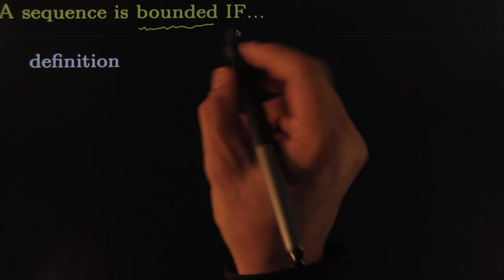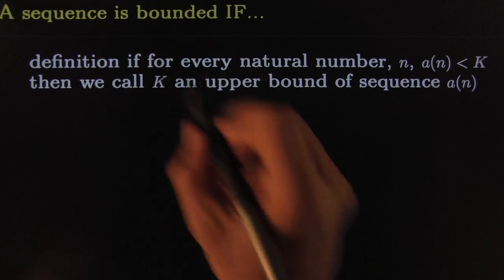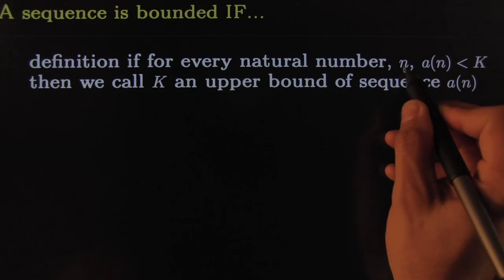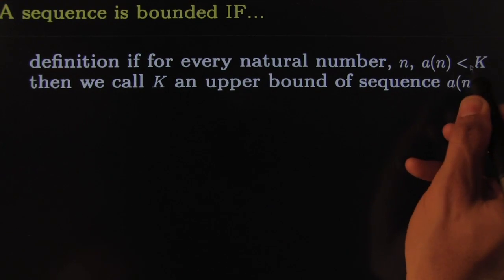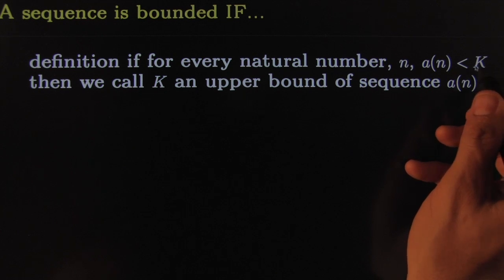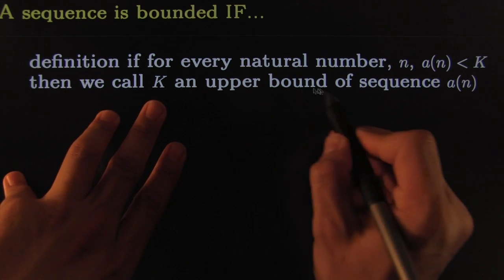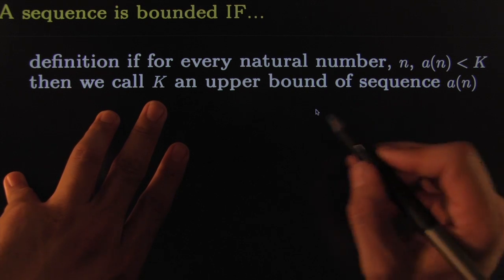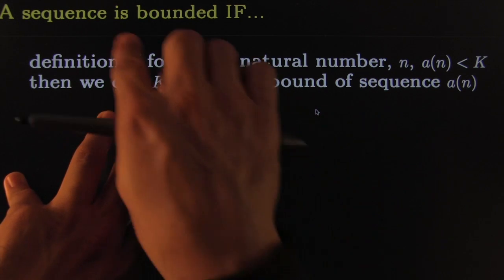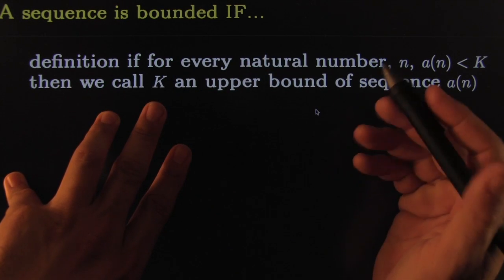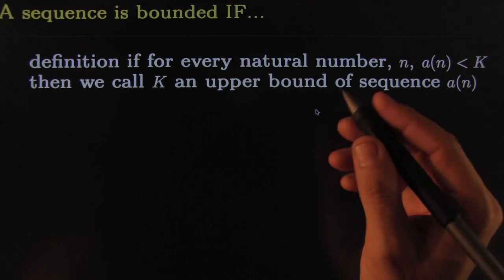A sequence is bounded if and only if what? For every natural number n, the nth term is less than some fixed number k. If that's the case, then we call k an upper bound for the sequence. And of course, if it has an upper bound, we say that the sequence is bounded. Here's a silly little example.